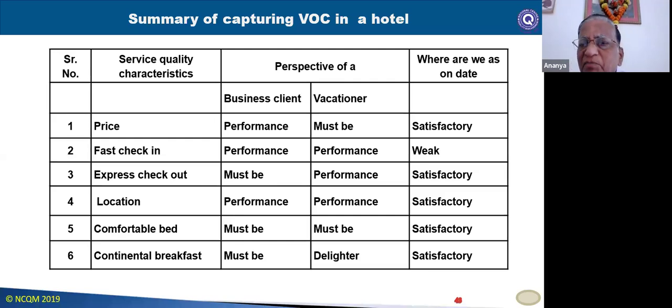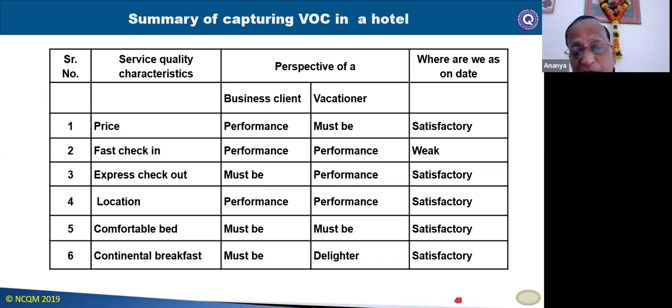Location, naturally it's a performance. If it is near the airport, it is good for the businessman. But for a vacationer, it will do, because he has time afterwards. So depending upon who my end customer is and what he wants, accordingly I keep changing my parameters. Comfortable bed, yes, this is normally required for both. And continental breakfast, yes, must for a business person because he's been traveling, he has no time, he's going abroad many times, so he doesn't like idli vada sambar. But for a vacationer, it will be a delighter.